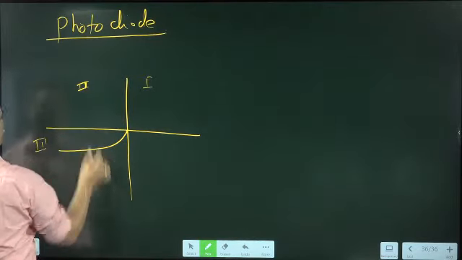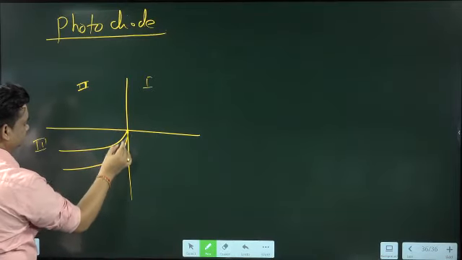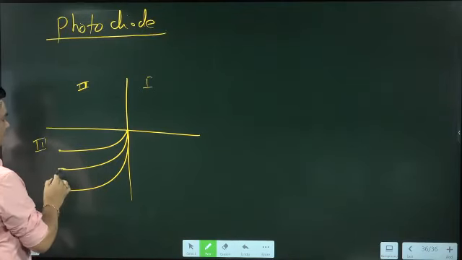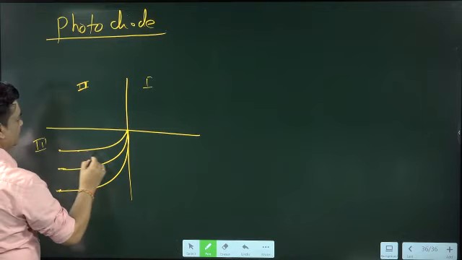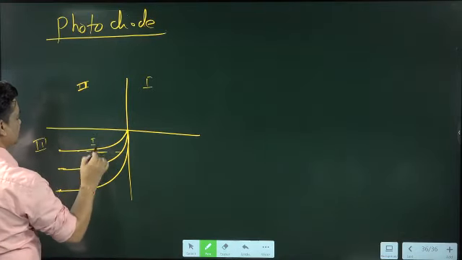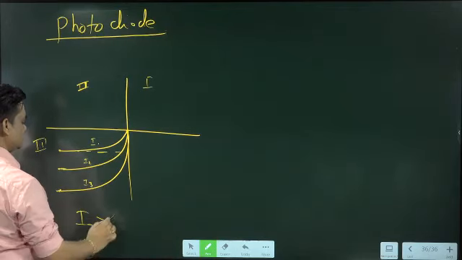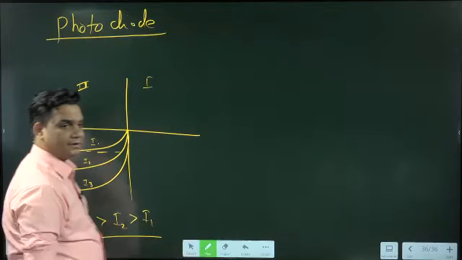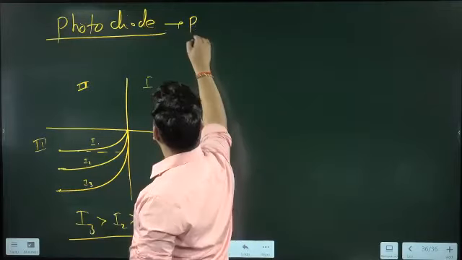Now, in this one, what question can they ask? They can give you like this. And they can ask about the light that will be coming. So they can ask about the intensity. So we can write here, this is the I1 intensity, this is the I2 intensity, I3 intensity. Which one is more? Of course, you can say intensity is directly proportional to the current. So I3, then I2, then it will be I1. Reverse. It is always used in reverse bias.